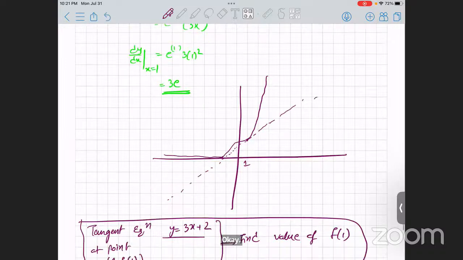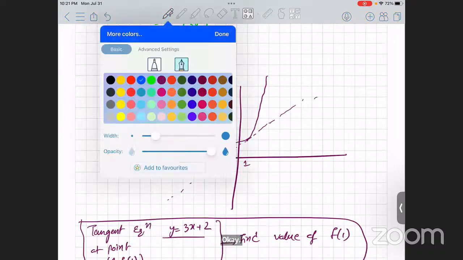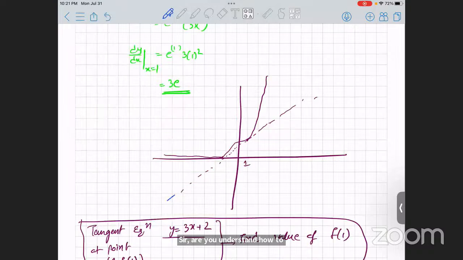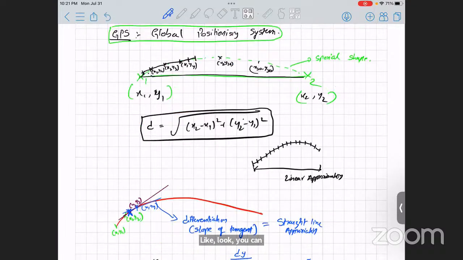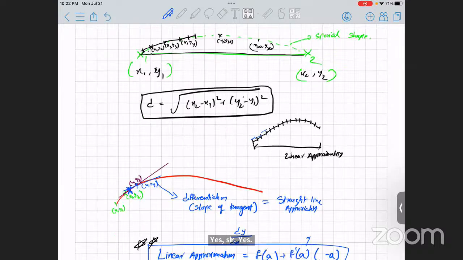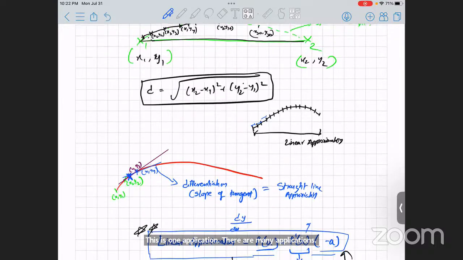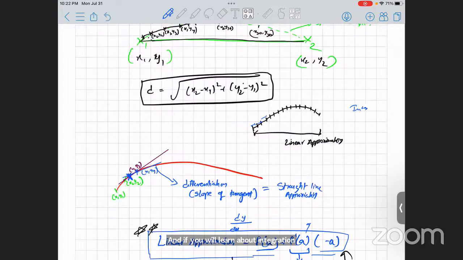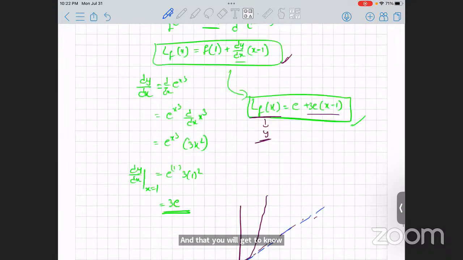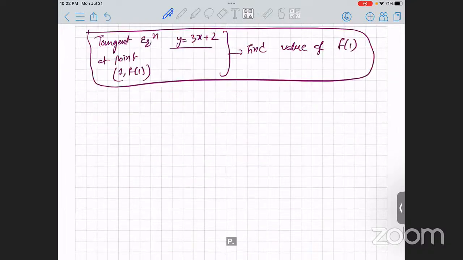Sir, I understand how to calculate linear approximation, but I don't understand the significance of linear approximation in real life. Look, you can find the length of a curve by modeling it as very small straight lines. This is one application. There are many applications, but this is the most used. And if you learn about integration, you will get to know the area under the curve. Find the tangent equation. Find a point.